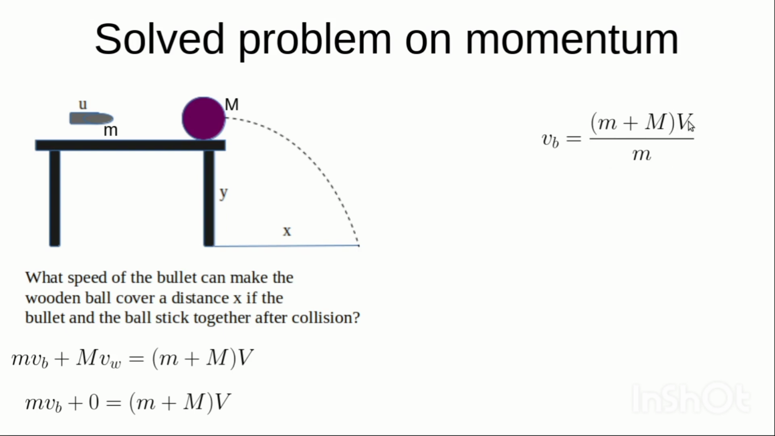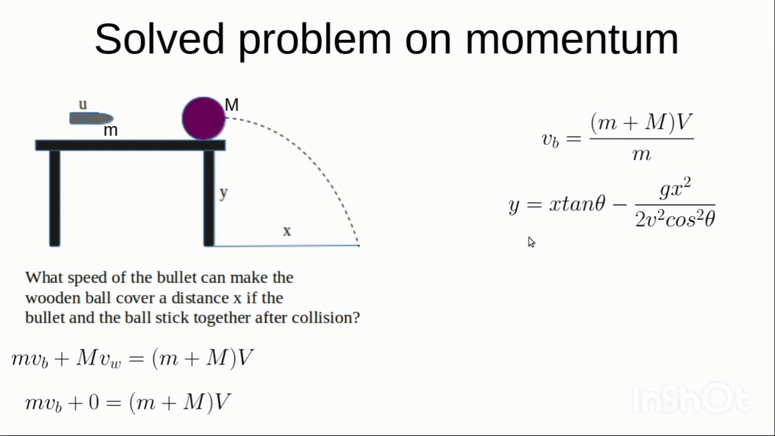But you'll notice that this velocity V is not known, but we can find it in terms of y and x. To do that, we consider that the ball travels through these paths, and the path taken has the form of a projectile motion. So we are going to use the projectile formula to solve this problem, given by this expression, where y here is the height of the table, x is the distance from the foot of the table to the point reached, and theta is the angle. But because it is moving horizontally, our angle theta is equal to 0. V here is the speed of the ball and the bullet when they stick together, that is, after collision.